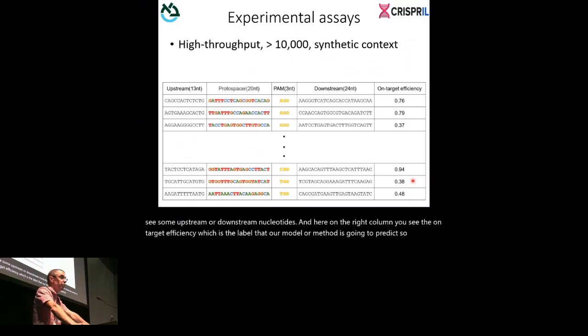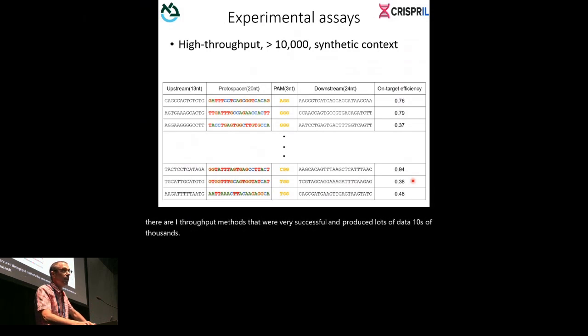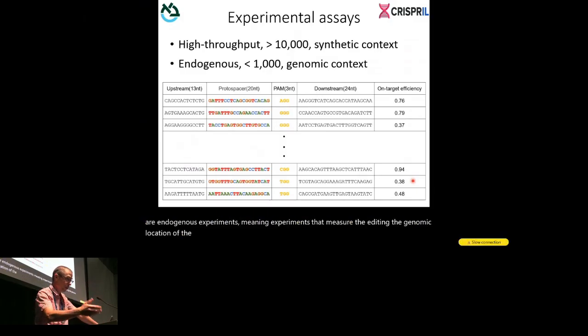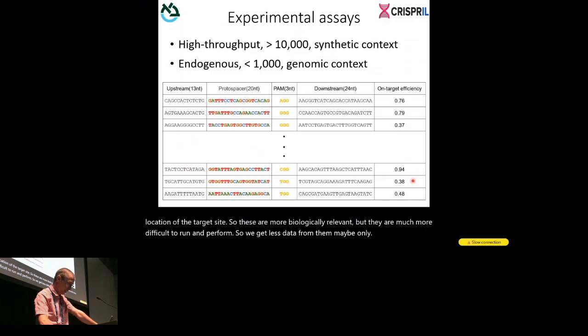And there are high-throughput methods that were very successful and produce lots of data, tens of thousands of data points. But the problem with these experimental assays is they measure the on-target efficiency in a synthetic context. So most of them are based on lentivirus insertion, where we don't know exactly the genomic region where the target was inserted. On the other end, there are endogenous experiments, meaning experiments that measure the editing at the genomic location of the target site. So these are more biologically relevant, but they are much more difficult to run and perform, so we get less data from them, maybe only a few tens or hundreds of data points, but they do give us editing at the genomic context.